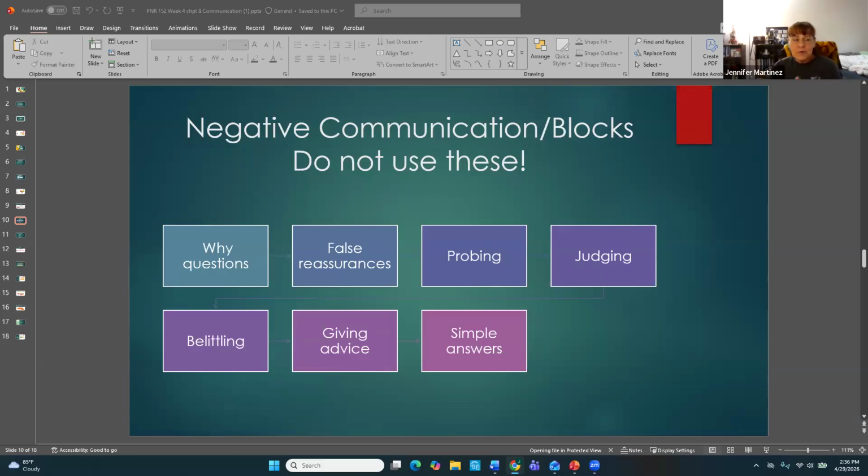Probing is another one. Probing is just pushing for information that we really don't need to know. That's where we just get really curious about things and we want to know more. It's like getting the tea, but it's really not something that we need to know.